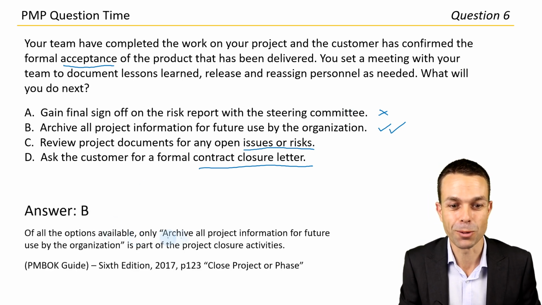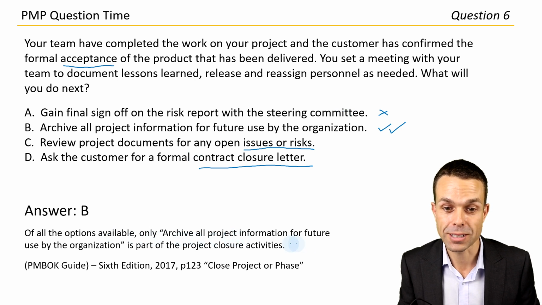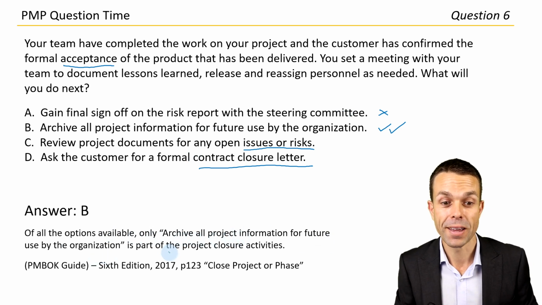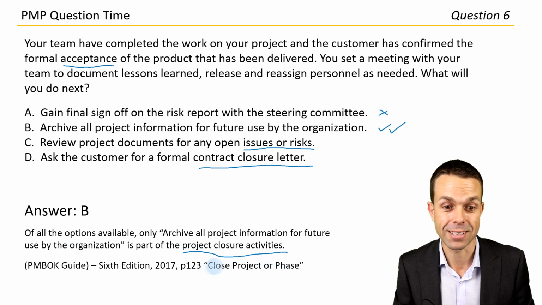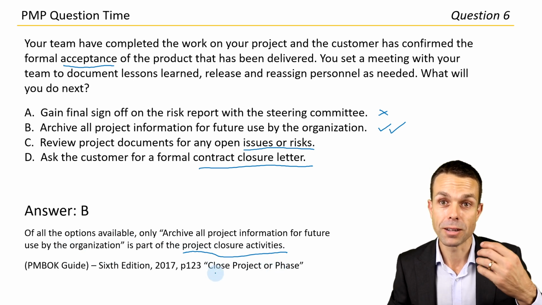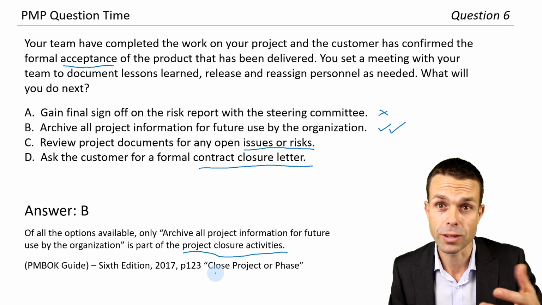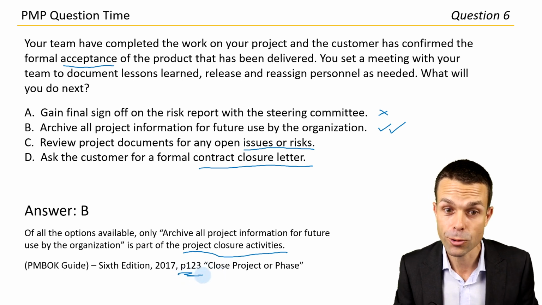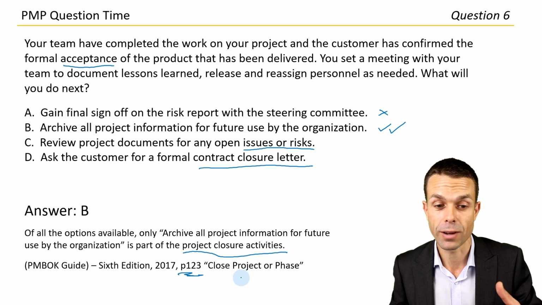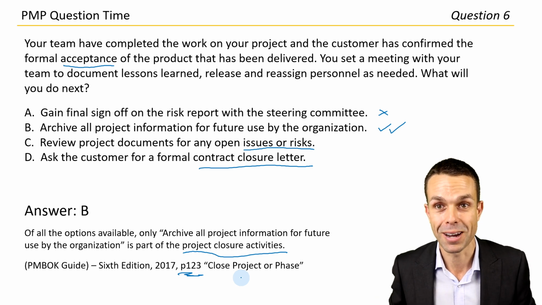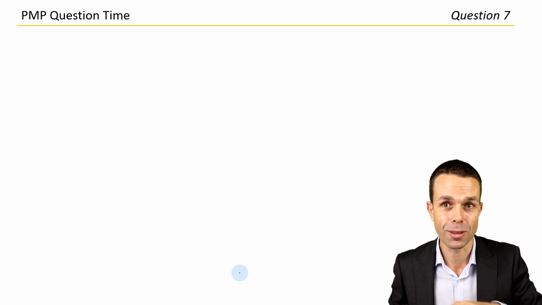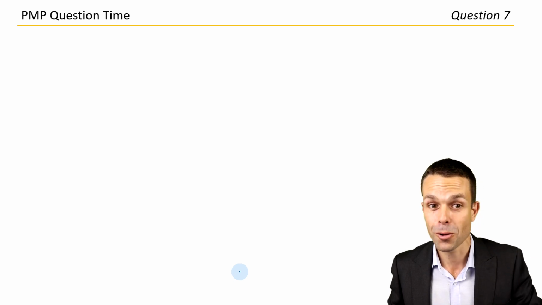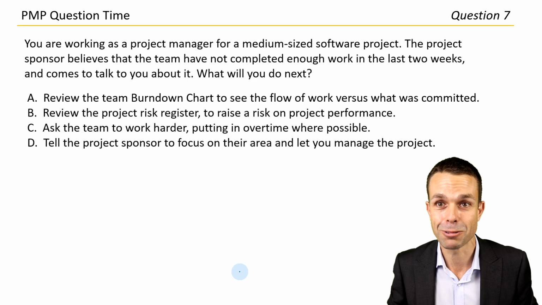Of all the options available, only archive all the project information for future use by the organization is part of the project closure activities. So that is exactly what we're talking about there, and that's fantastic. And if you want to check out that actual process and what's involved in that process, page 123, close project or phase, that process in the PMBOK guide. Excellent work. Great stuff. All right. That was a little bit trickier. Gosh, I hope they're not getting trickier as we go along. Although, maybe that could be a good thing. Let's see what we've got next.